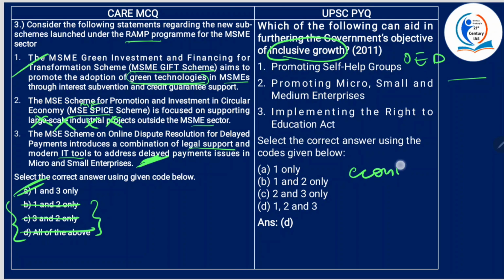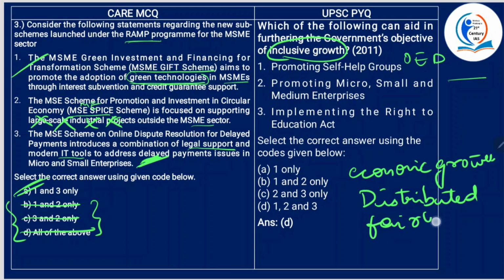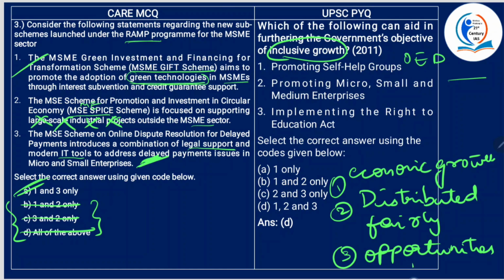It is economic growth that is distributed fairly across society, okay, and creates opportunities for all, all right. So if you know the definition of inclusive growth or the concept of inclusive growth is very clear in your head, then it will be very easy to relate the options given and mark the answer, all right.